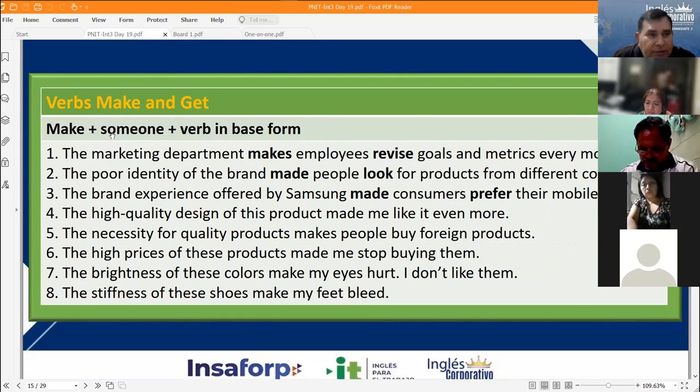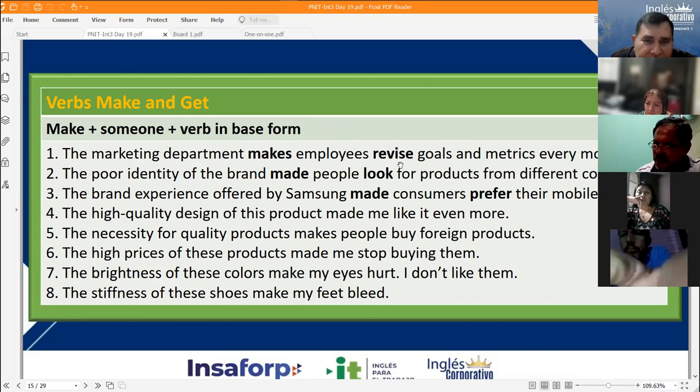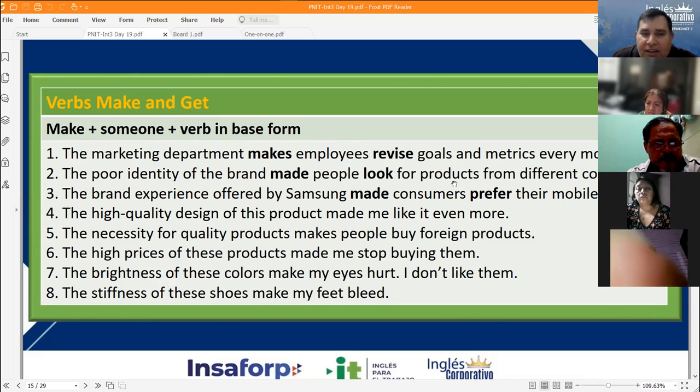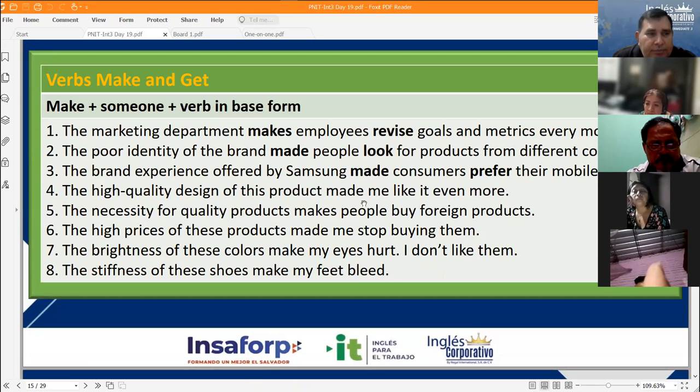Verbs make and get. Make someone verb in base. The marketing department makes employees revise goals and metrics every month. So the marketing department makes these people check their goals. The poor identity of the brand made people look for products from different companies.